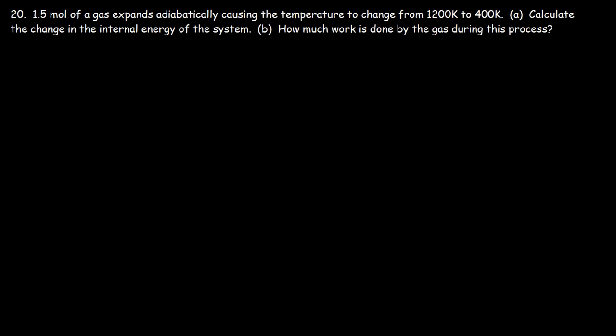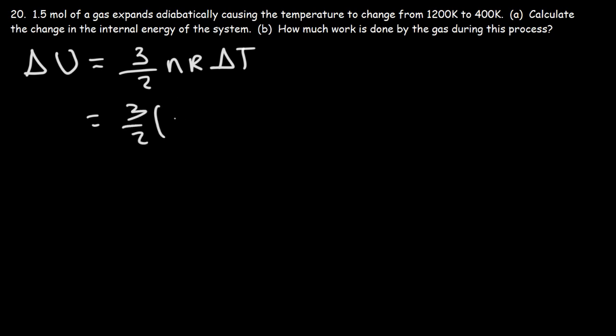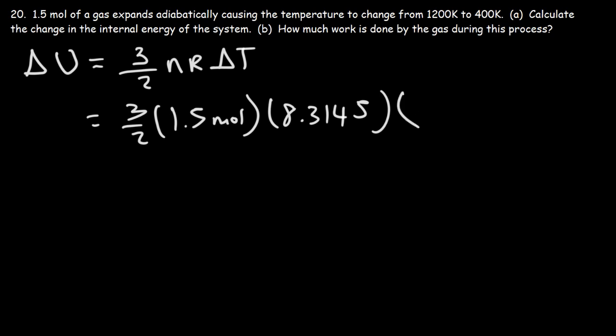Number 20. 1.5 moles of a gas expands adiabatically, causing the temperature to change from 1200 Kelvin to 400 Kelvin. Calculate the change in the internal energy of the system. So go ahead and try that problem. The change in the internal energy of the system is 3/2 nR delta T. So this is going to be 3/2. n is the number of moles, which is 1.5 moles. R is 8.3145 joules per mole per Kelvin.